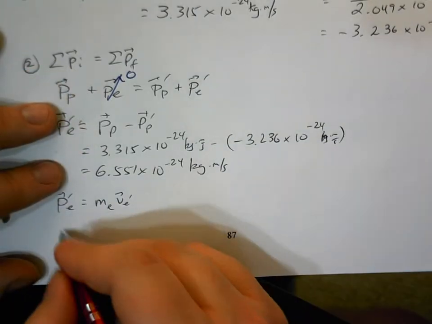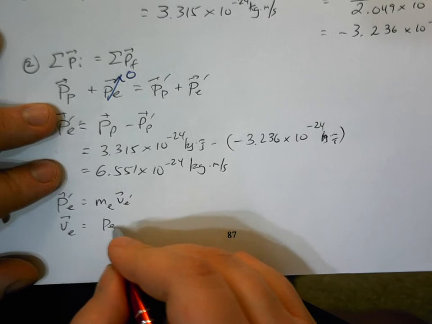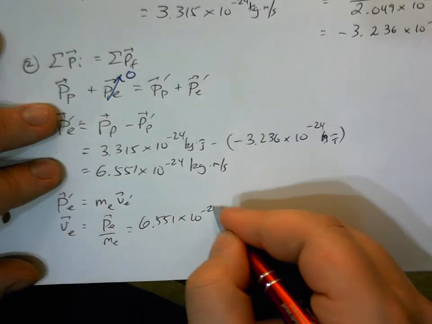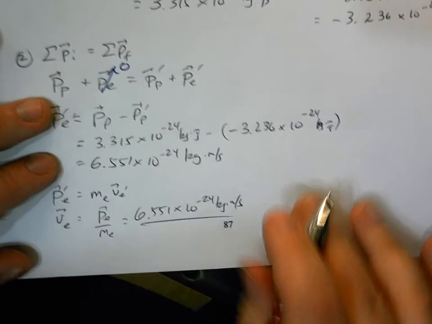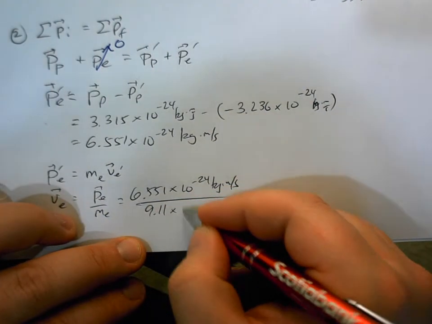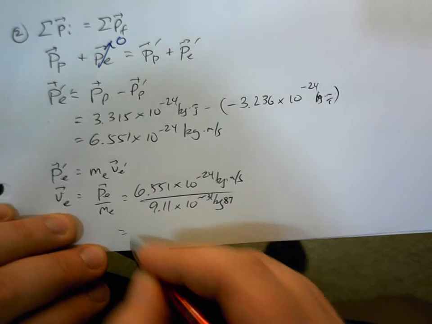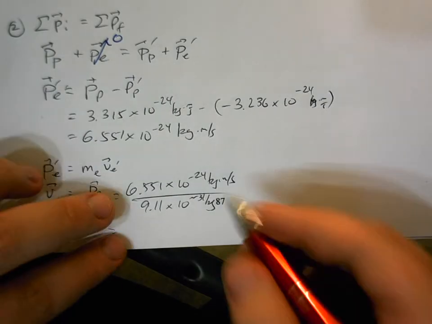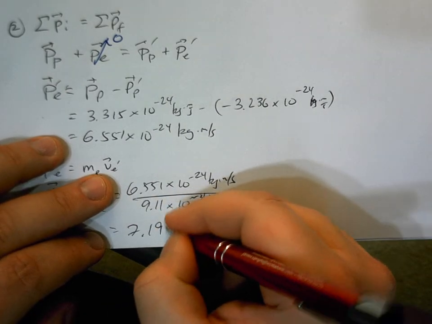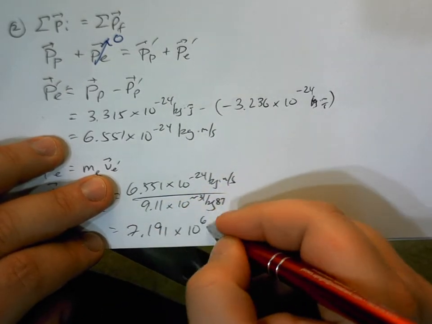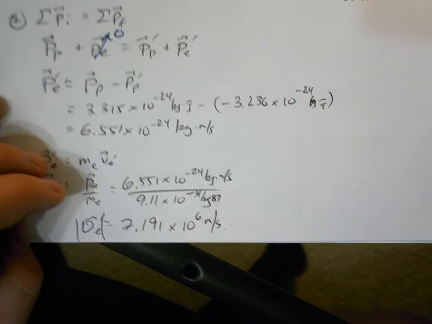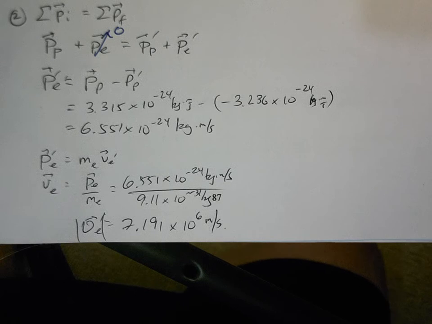So if I know the momentum of the electron after the collision, the speed, or the velocity, is just going to be the momentum divided by the mass. So we got that 6.551 times 10 to the minus 24 kilogram meters per second. We're going to divide that by the mass of the electron. And what are we going to get here? We're going to get about 7.191 times 10 to the 6 meters per second. So this is going to be the magnitude of the electron's velocity after the collision.